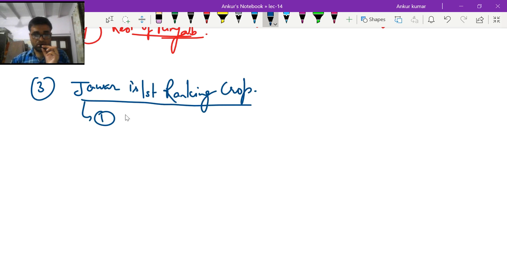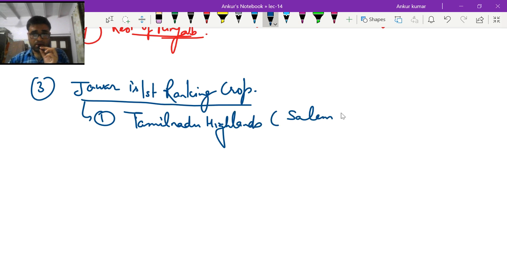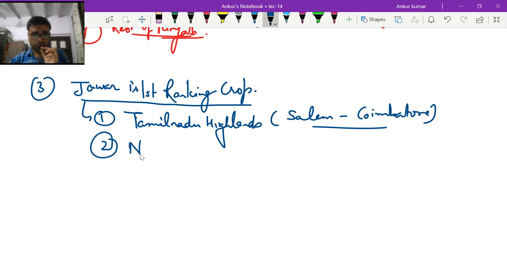So the first region is the Tamil Nadu highlands, and the districts which include are the Salem and Coimbatore districts. Okay, this is the first. Second is the North Karnataka Plateau. South Karnataka we did in the rice region. Here we are writing the North Karnataka Plateau and the Western Maharashtra Plateau.